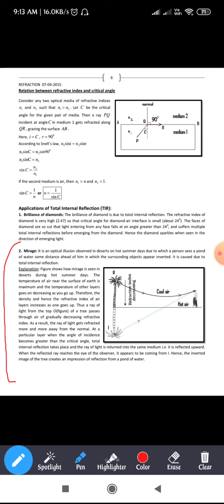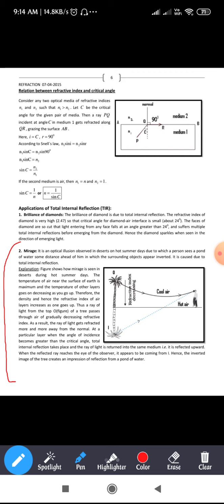As you know, a mirage is an optical illusion usually observed in deserts in hot summer. In the summer days, it appears as if there is a pond of water at some distance ahead of us. When you go there, you will come to know that there is no water. But from a large distance it appears like there is water.